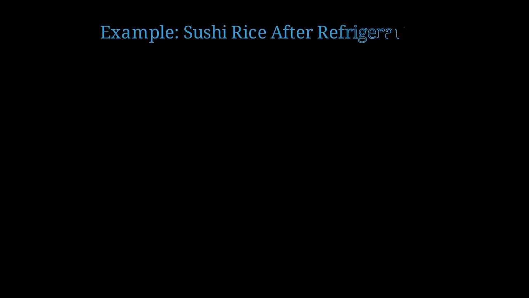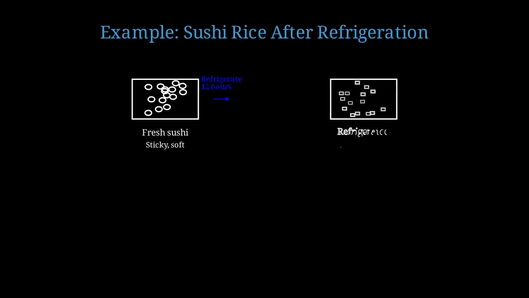Let's return to sushi rice and see what happens after refrigeration. Fresh sushi rice is sticky and soft. After 12 hours of refrigeration at 4 degrees Celsius, rapid retrogradation occurs. The rice becomes hard, loses its stickiness, and develops a grainy texture. This is why sushi should never be refrigerated if you want optimal texture.